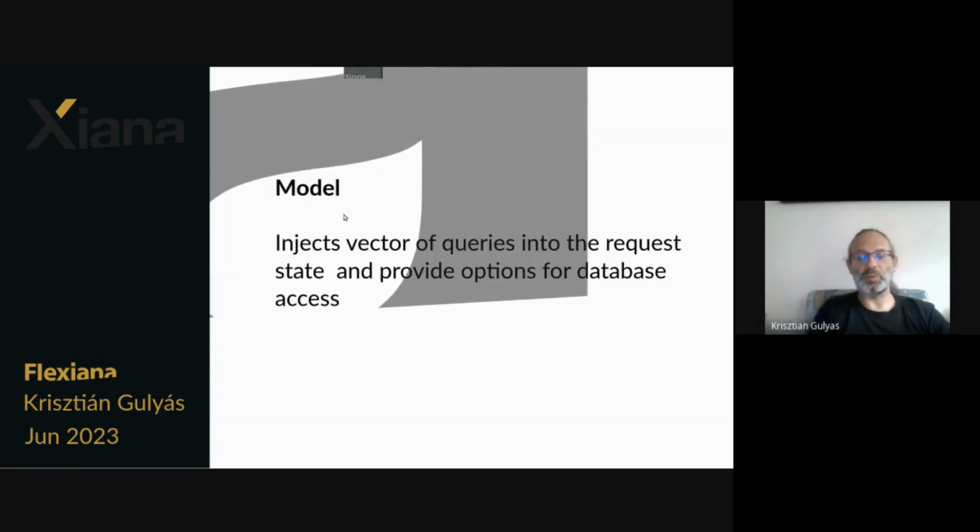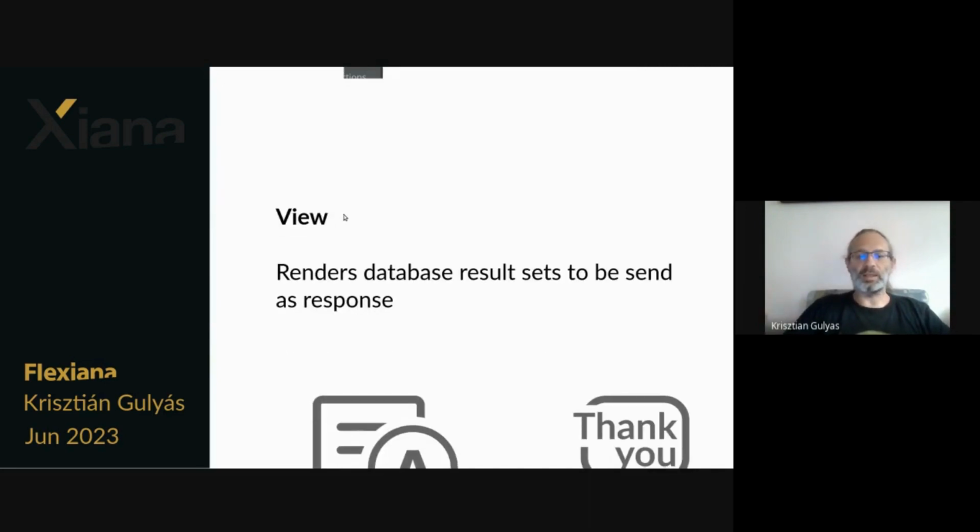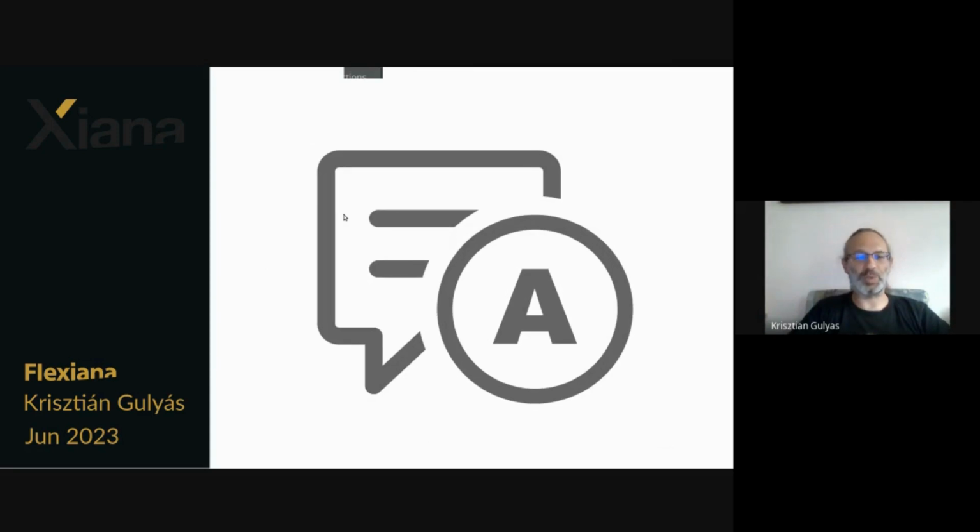And in the model, we are just injecting the vector of the queries, and the result of the queries with a simple destructuring, we can reach it in the view. And the view renders the database result set to be sent as response. And right now, we are finished with the third part. So if any question comes up, then let me know.